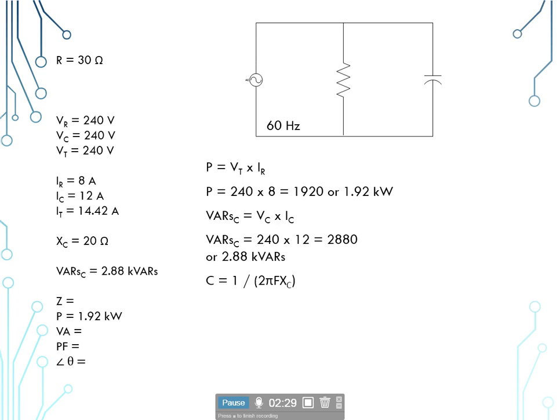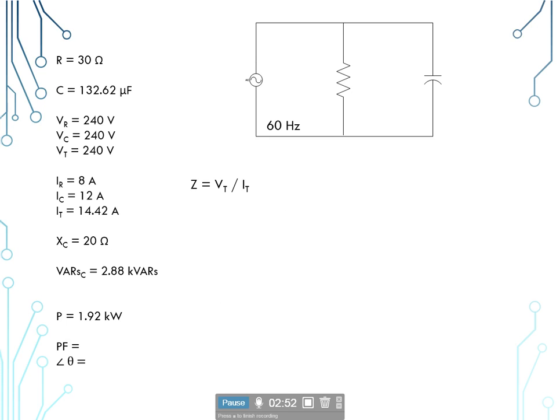Our capacitance is equal to 1 divided by, open your parentheses, 2 times pi times frequency times the capacitive reactance. So we'll use the frequency of 60 Hertz and our capacitive reactance of 20 ohms. And that'll give us 132.63 microfarads.